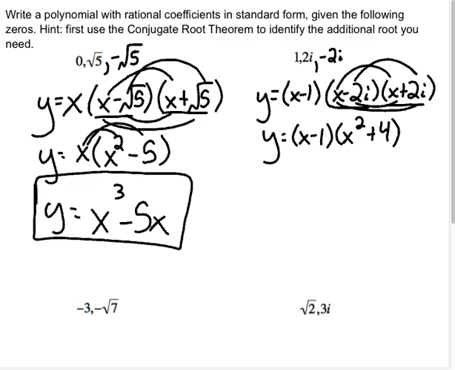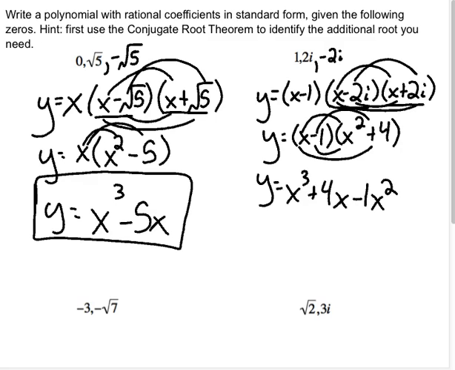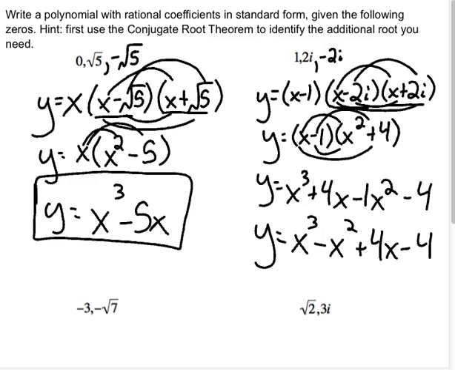Now in this instance, we're going to end up having to FOIL again. So, x cubed plus 4x minus 1x squared minus 4. And it wants it in standard form. So I'm just going to rearrange it to look like that. And that'll give me that polynomial in standard form.